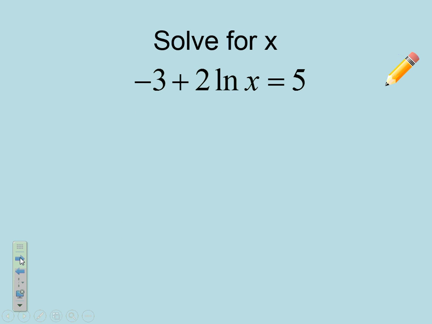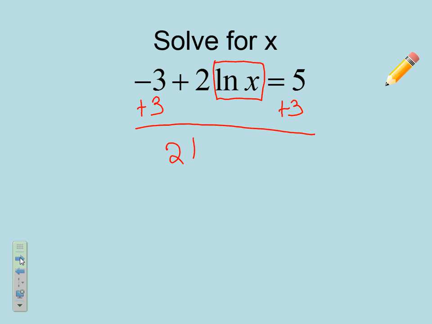All right, moving on to our next example. We have to solve this one. First thing we have to do is isolate our log, in this case ln. So here's our log. To get this by itself, we have to get rid of this 3, so I'm going to add 3 to both sides. I get 2 ln of x equals 8. Now to get ln all by itself, we're going to divide both sides by 2. ln of x equals 4.